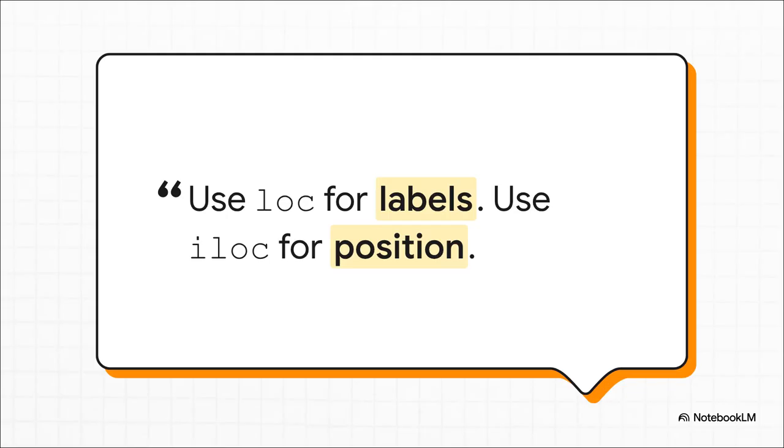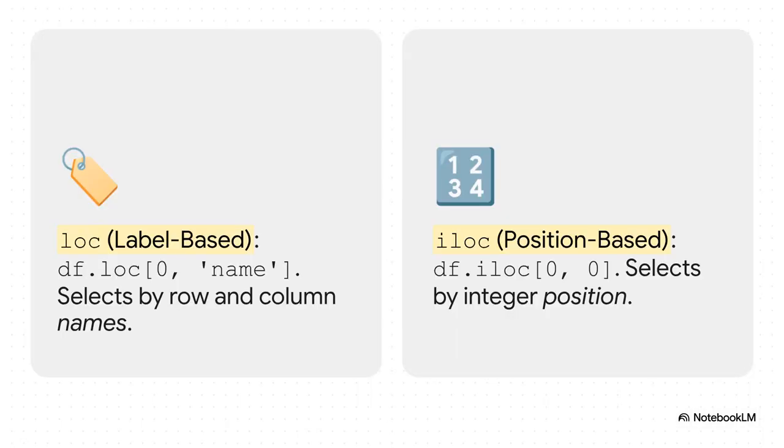When it comes to selecting rows or even rows and columns together, there are 2 main tools, loc and iloc. This simple little phrase is the key to remembering how they're different. loc is for labels. iloc is for integer position. Let's see what that really means. With loc, you use the explicit names or labels.